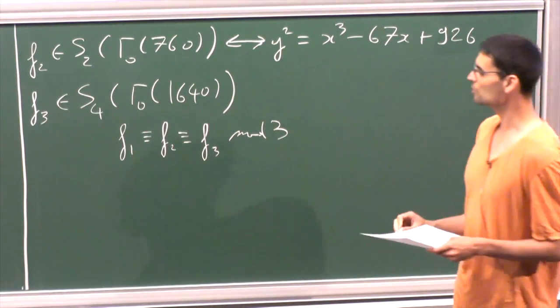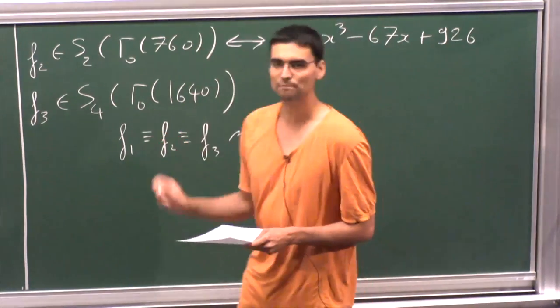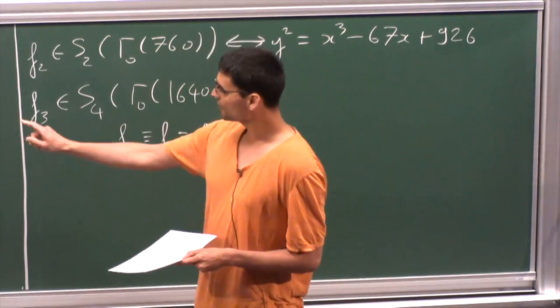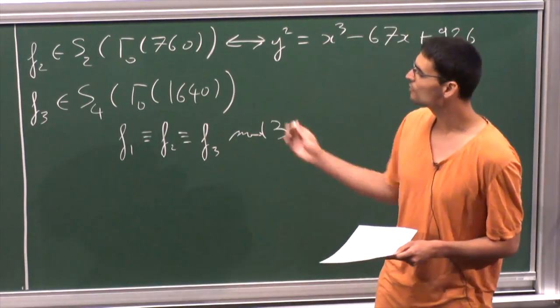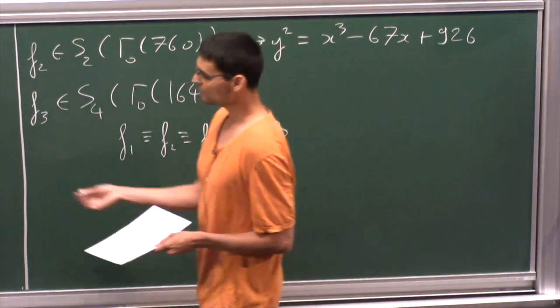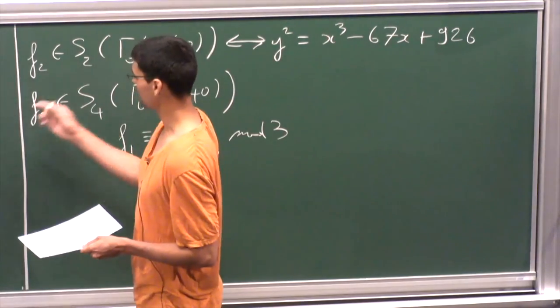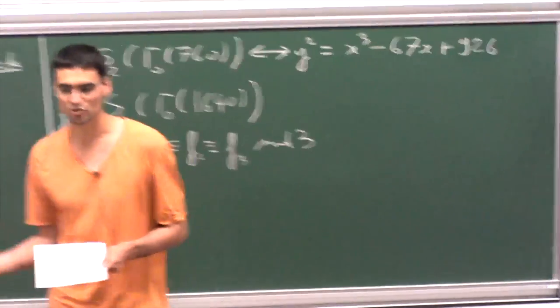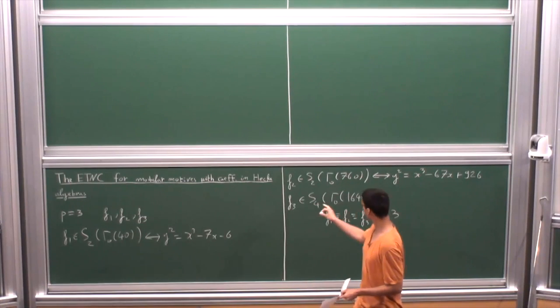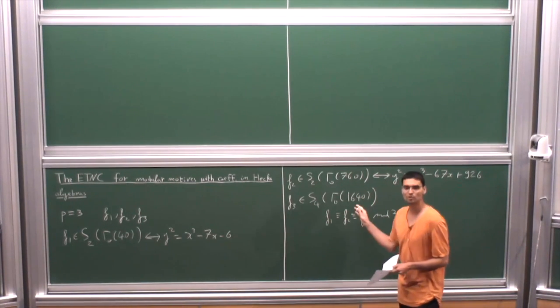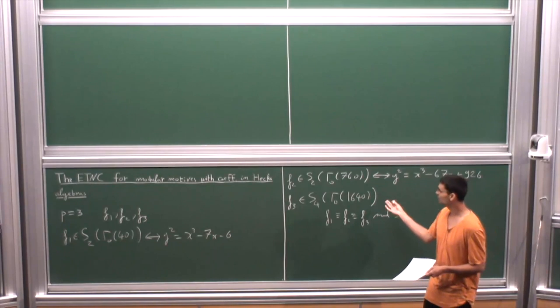So let me say a word about why I chose these ones. I chose them because they are congruent, but they are not obviously related in any other way. Meaning they are not of the same weight, at least this one is under the same weight, so they do not occur in the cohomology of the same geometric object. Also, neither of them is free ordinary, so they do not belong to a common Hida family.